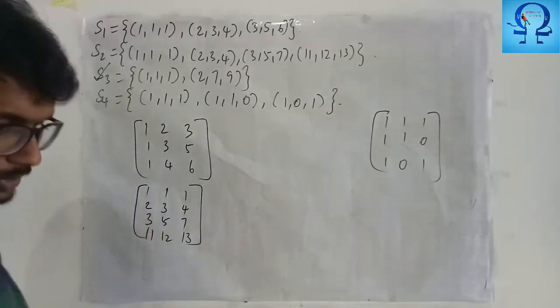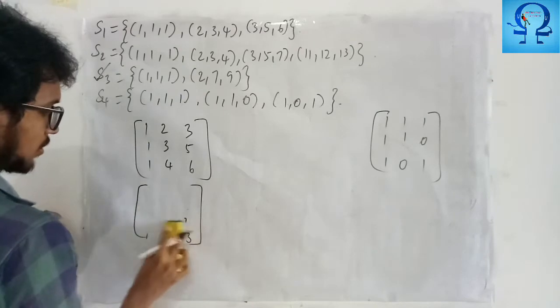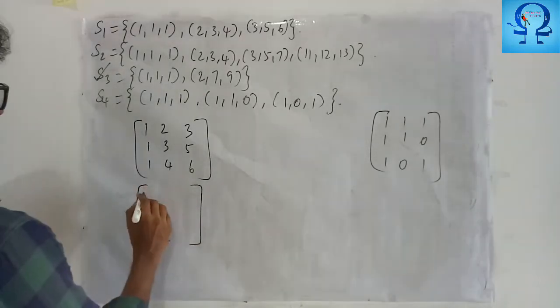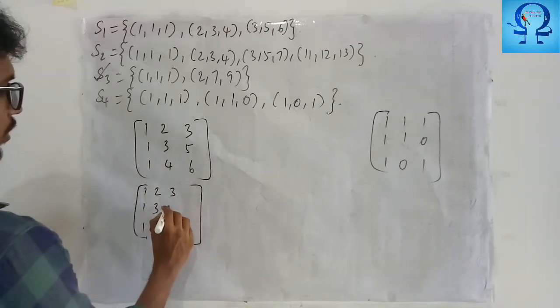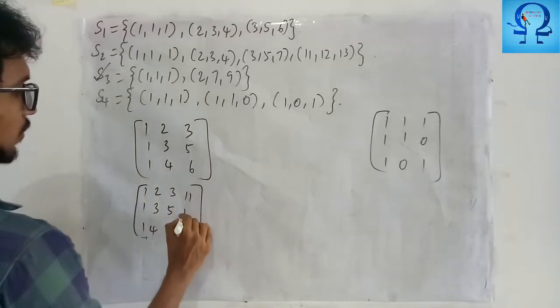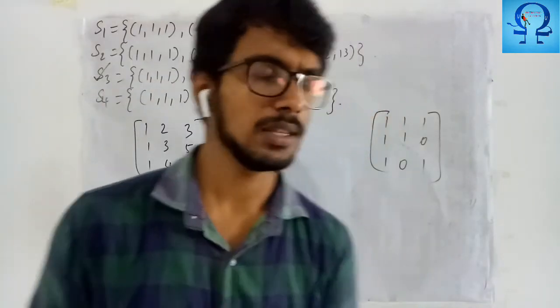Sorry, I think I have made a mistake here. This is not the matrix. The matrix is (1, 1, 1), (2, 3, 4), (3, 5, 7), (11, 12, 13). Now you just find the rank of these three matrices.